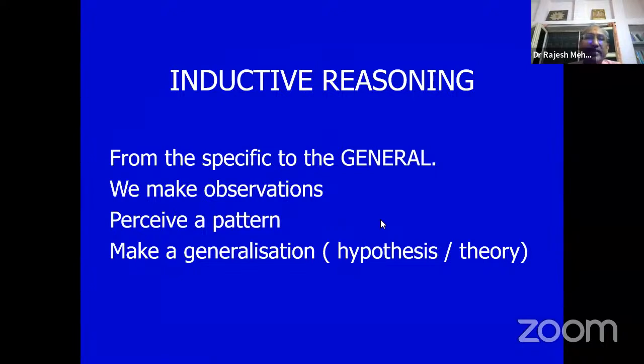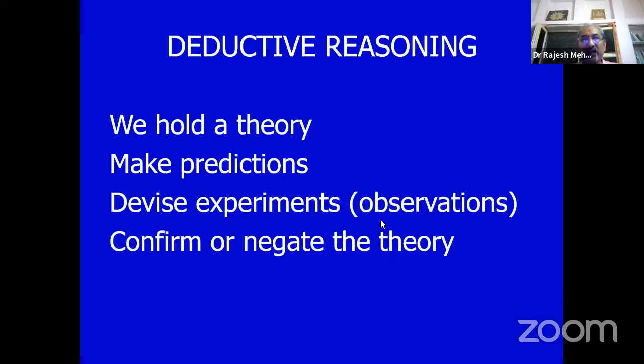Now, inductive reasoning is from the specific to the general. We make observations, perceive a pattern, and then make generalizations. From specific to generalization, you are going in inductive reasoning. You have seen some specific things, and based on that, you arrive at general points. And in deductive reasoning, you have some theory, and based on that you make predictions, and then you go for the particulars, from general to specific.